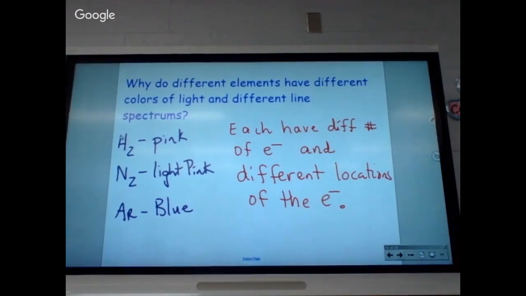Can they have the same electrons in different locations and still be different colors? Yes. Or in the same location with different numbers? Yes.